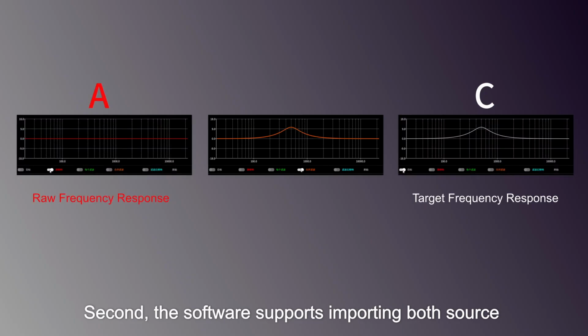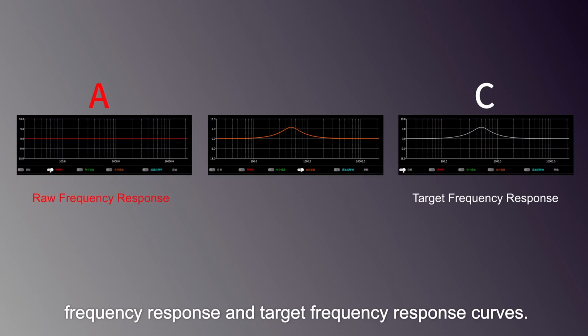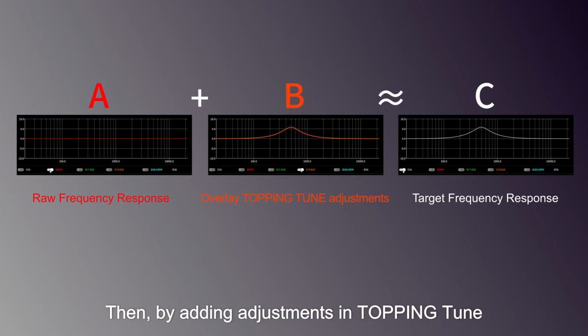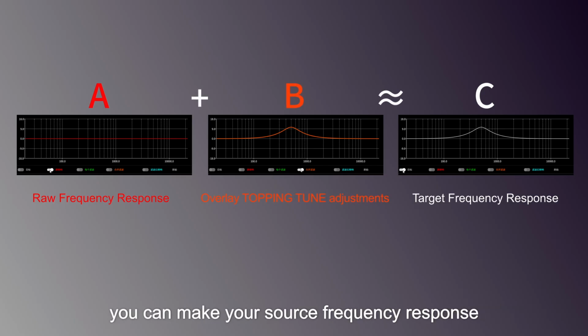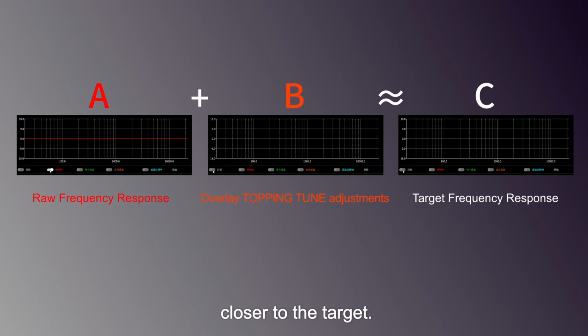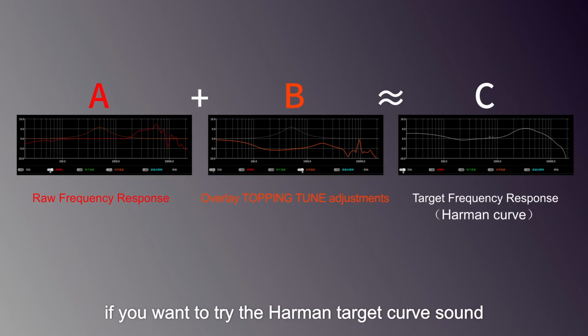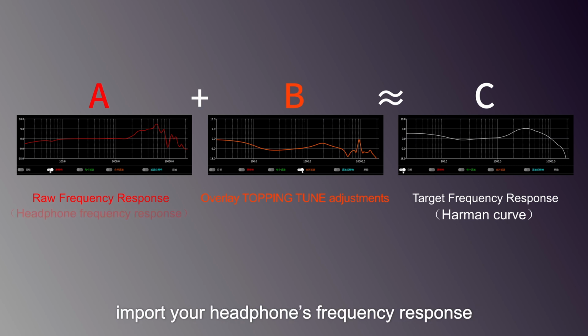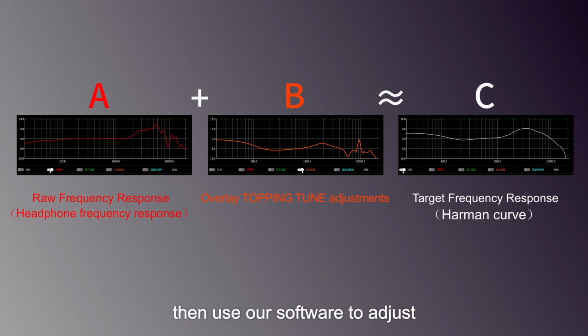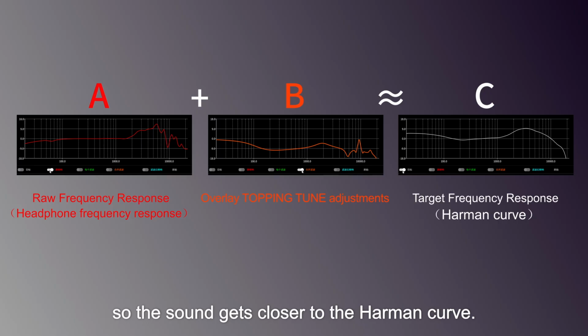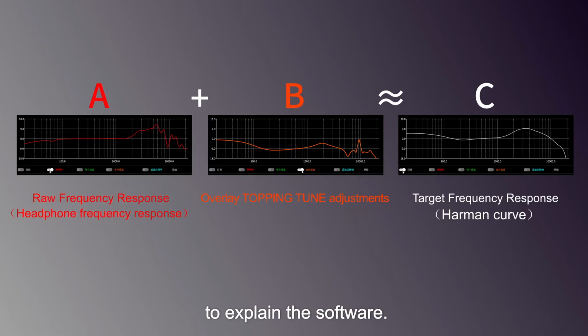Second, the software supports importing both source frequency response and target frequency response curves. Then, by adding adjustments in Topping Tune, you can make your source frequency response closer to the target. For example, if you want to try the Harman target curve sound, import your headphone's frequency response. Then use our software to adjust so the sound gets closer to the Harman curve. Let's use this scenario as an example to explain the software.